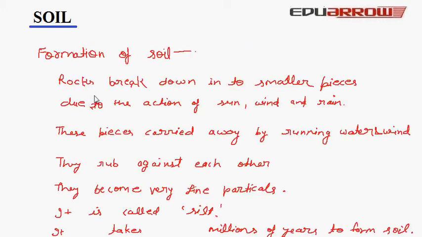So, what do we know about formation of soil? Rocks break down into smaller pieces due to the action of sun, wind and rain. These pieces are carried away by running water and wind, and then they rub against each other. They become very fine particles. It is called silt and it takes millions of years to form soil.